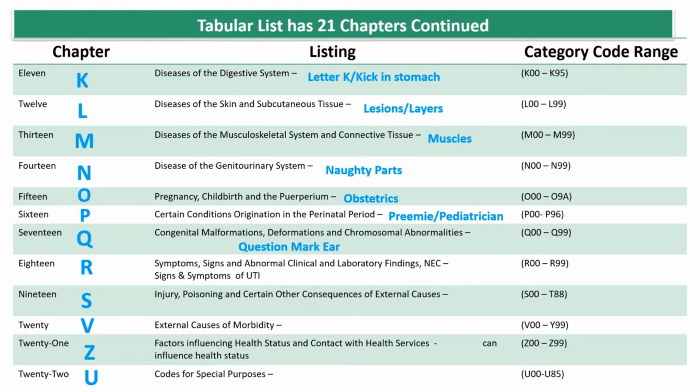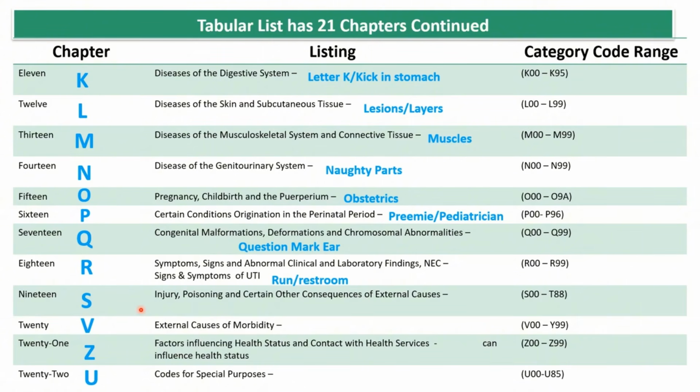Chapter 18. This is where you'll find the symptoms, the signs, and abnormal clinical and laboratory findings not elsewhere classifiable. And these conditions begin with the letter R. R00 through R99. R is your code range, and R, an example of signs and symptoms of running to the restroom, are clinical indicators that suggest that a patient has a UTI.